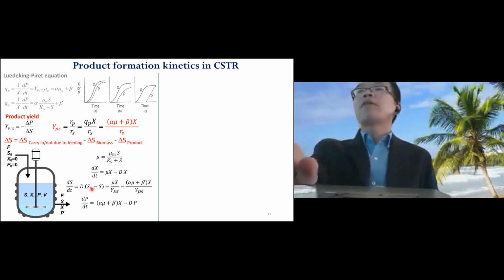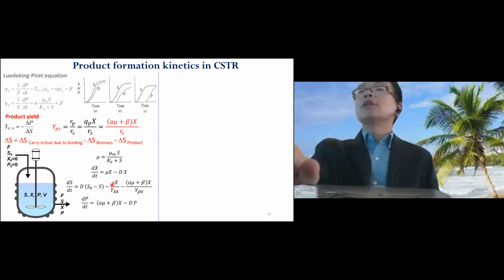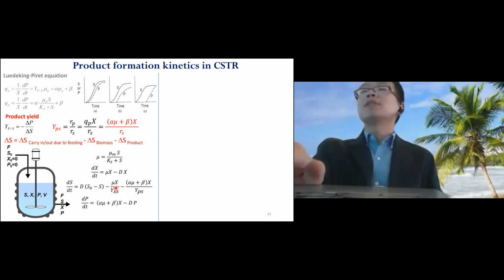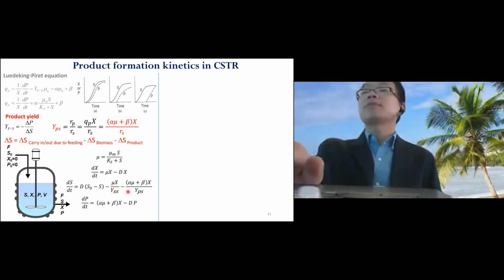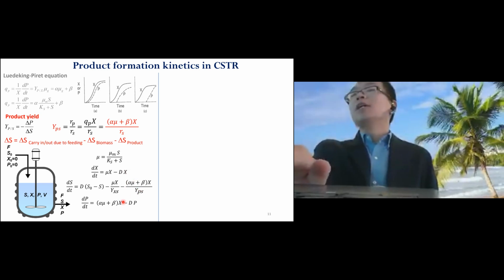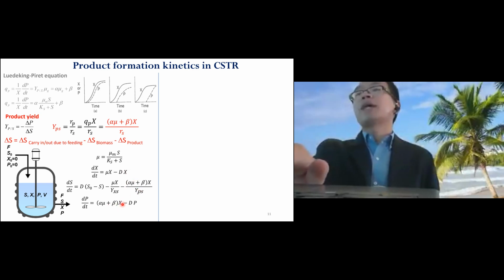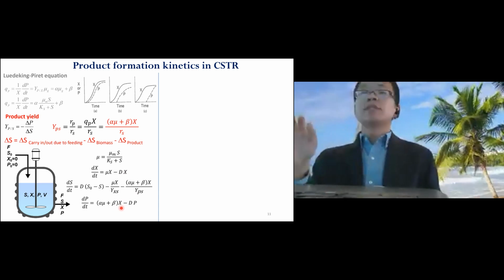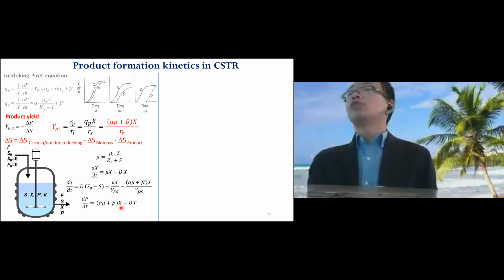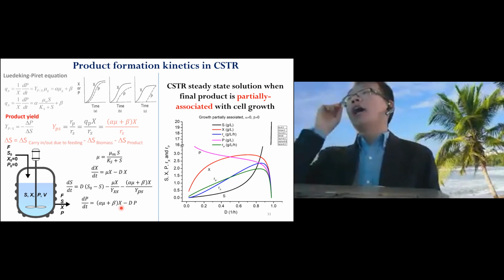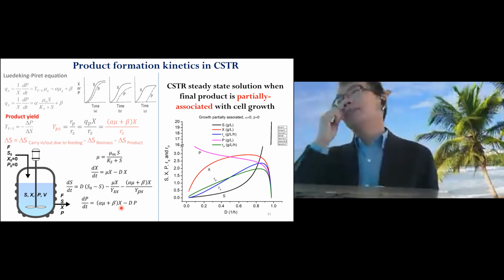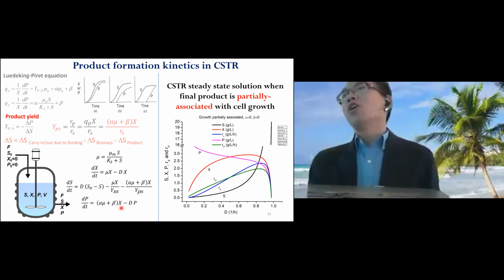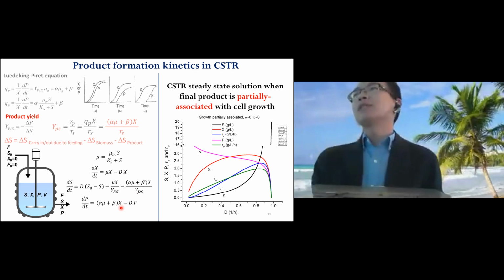This is a carrying out term. Here is the growth term, substrate consumption because of cell growth. Here is the substrate consumption because of product formation. The last equation is the product formation mass balance. Of course, at the steady state, we can also reach the solution. It's easy. I can ask my students, they can do it in Excel. This corresponds to a partially growth associated model.